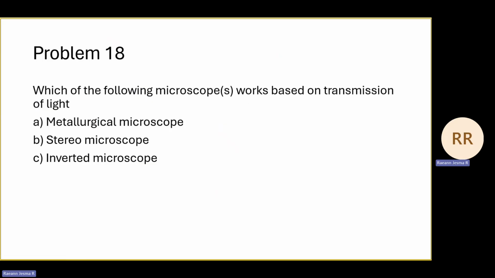Which of the following microscopes work based on transmission of light? Option A, metallurgical microscope. B, stereo microscope. C, inverted microscope. So this is a direct question. Which of the following microscopes work based on transmission of light, not on reflection of light?